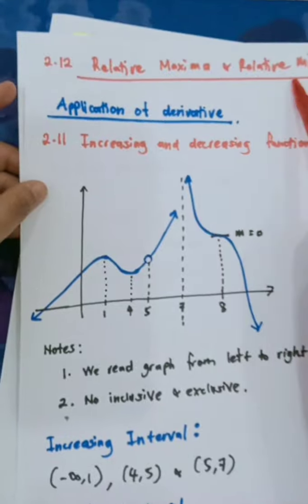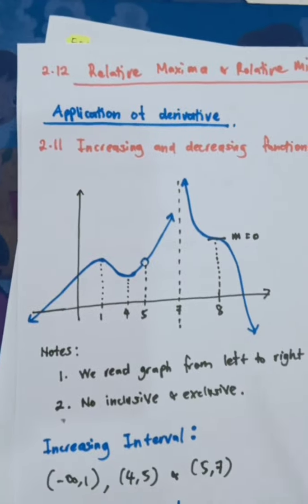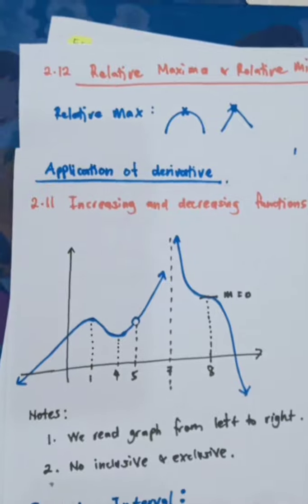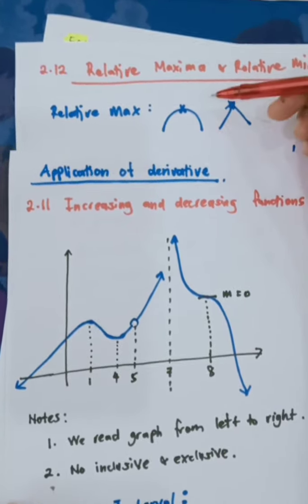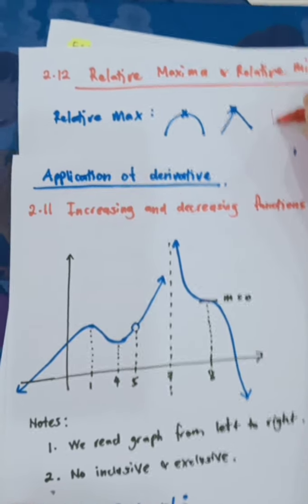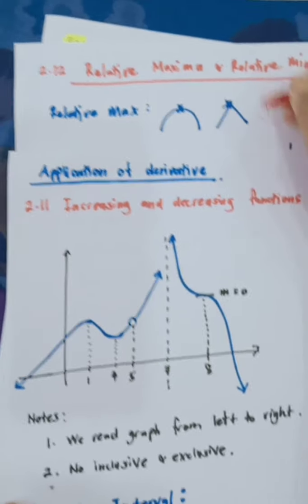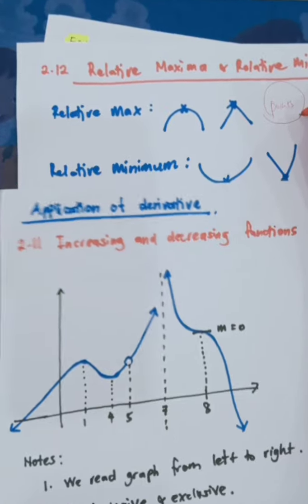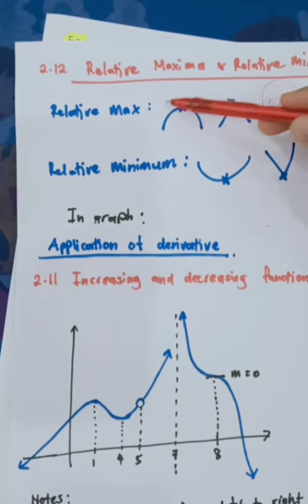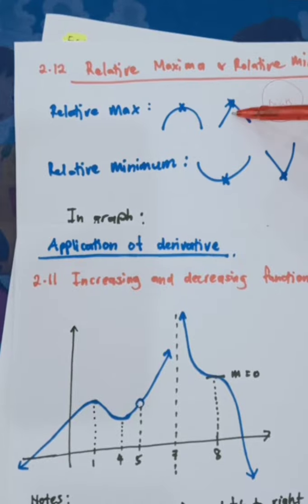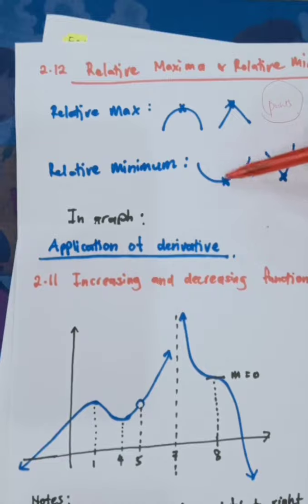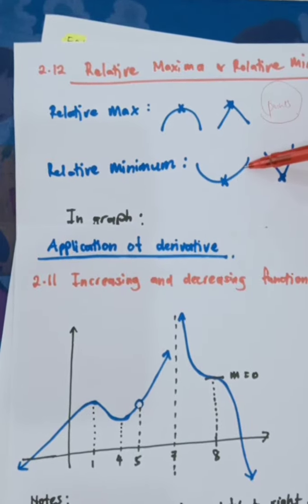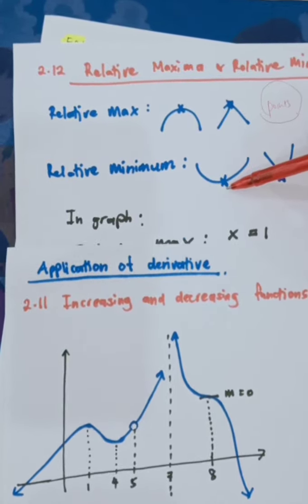Where you have to find the relative maximum and relative minimum. How can we find the relative maximum and minimum? For the relative maximum, you have to give it in terms of points. Here, relative maximum, we have two different graphs. The highest point is the relative maximum. Relative minimum is the lowest point.